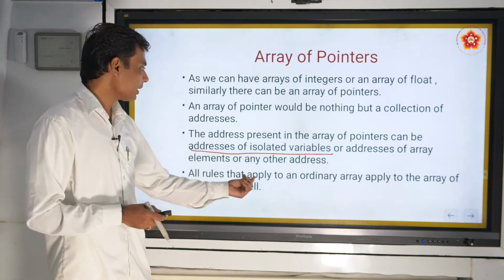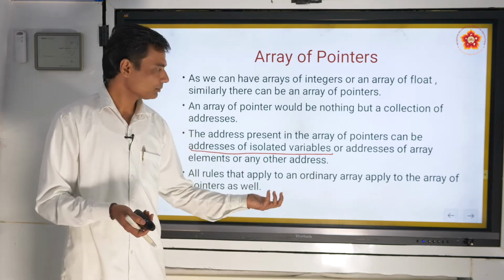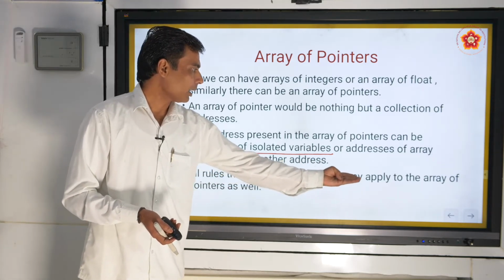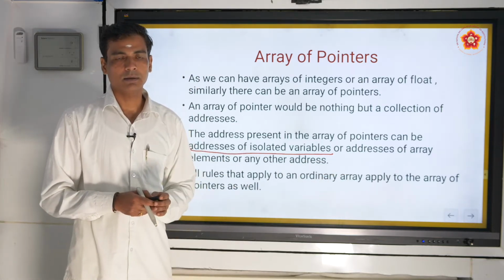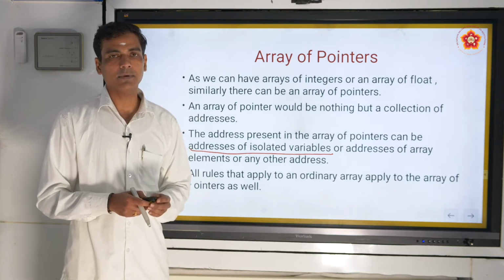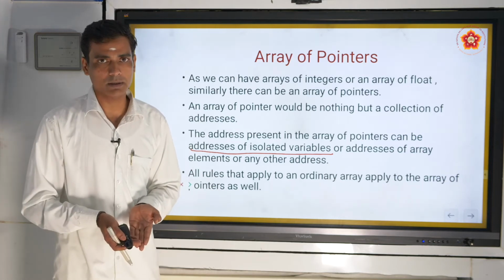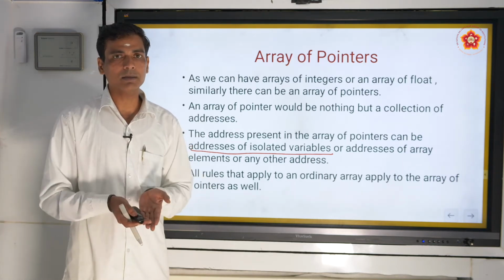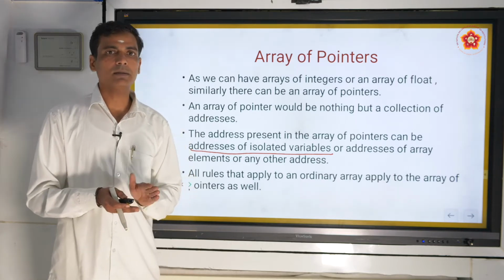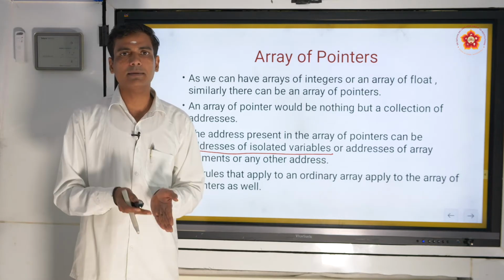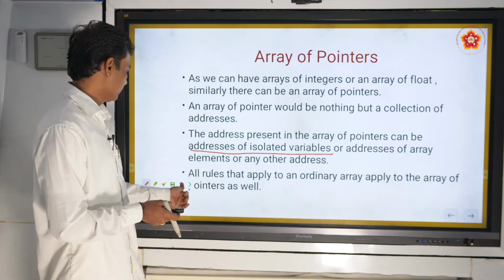So all rules that apply to an ordinary array, that is int, char, float, double, apply to the array of pointers as well. It is nothing different. All the basic rules of an array will be applicable, and it will be stored in contiguous memory locations. Same thing, because what a pointer is going to store is initially some value, but the only thing is that instead of its data value, it is going to store the address of another variable. That is the only difference.